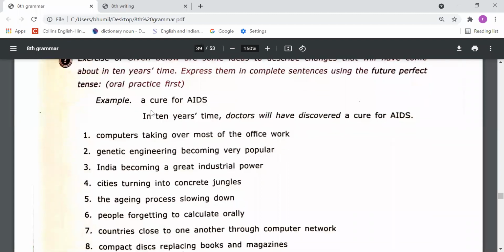So let's read this. A cure for AIDS. In 10 years' time, doctors will have discovered a cure for AIDS. So these actions you need to express with the future perfect tense. An example is given there. The same you have to do with all the expressions, like computers taking over most of the office work. So computers will have taken over most of the office work. Will have taken means you have to use future perfect tense.